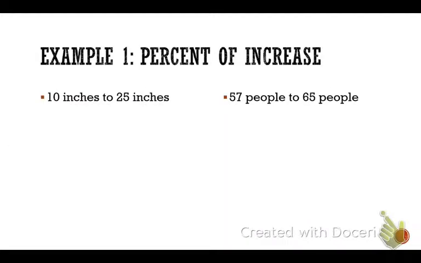Instead of it being wrapped up in a word problem, it just tells you from 10 inches to 25 inches, from 57 people to 65 people. So I'm going to use my formula. Percent of change equals AOC over ORG. Amount of change. Again, it doesn't necessarily matter which one comes first. I'm just looking at the change between the original amount and the new amount. So I'm going to subtract. Does anybody think they know what I'm going to subtract? 25 minus 10. Just finding the difference between the two amounts.